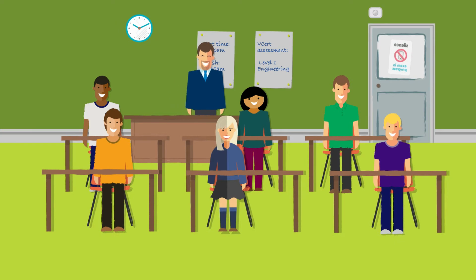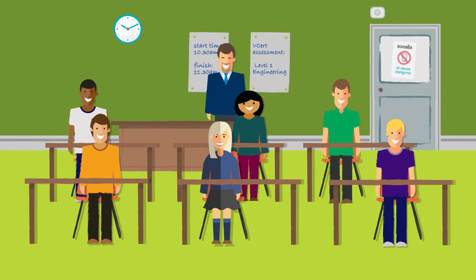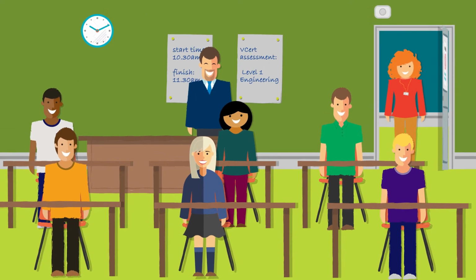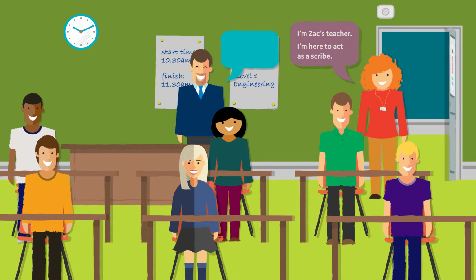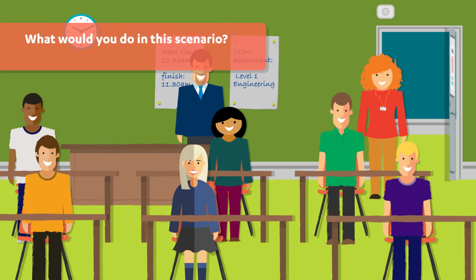Scenario 2. You are about to supervise a VCERT external assessment when you notice a teacher for the qualification being assessed entering the room. They tell you that they're here to act as a scribe for one of the learners, as this arrangement reflects the learner's normal way of working. Until now, you were unaware that any of the learners required a reasonable adjustment and weren't expecting anyone coming to support this learner. What would you do in this scenario? Pause the video now.